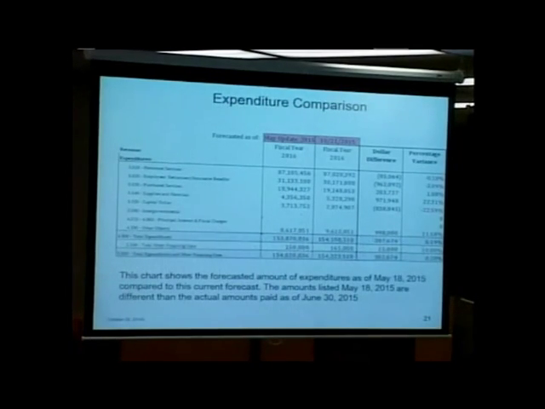Expenditure comparisons, you can kind of see where we were in May versus now. $302,000 kind of changed overall. There's not a lot there. I've talked about why the capital outlay and the supplies changed, it was because I had them in reverse order, but that's a comparison.